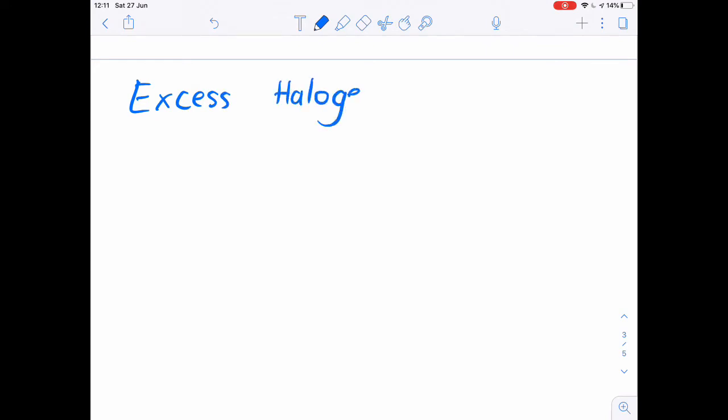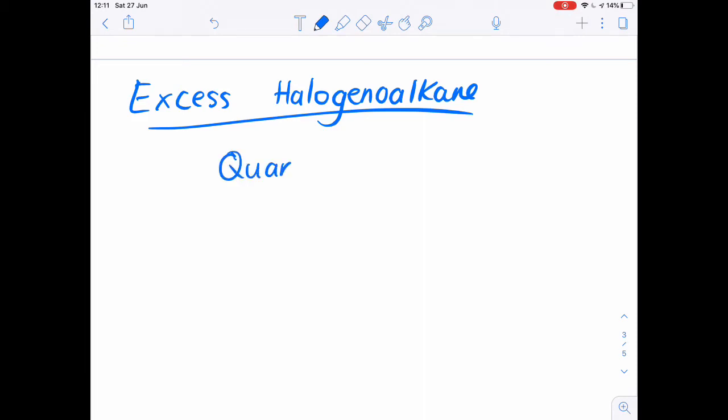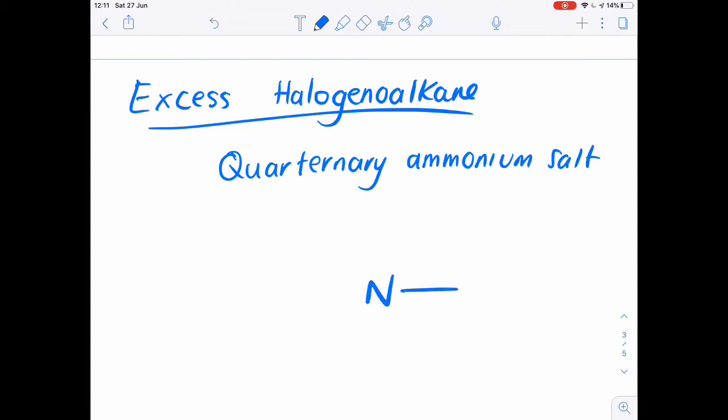What we have to know here is if you have excess halogenoalkane, you're going to make what we call the quaternary ammonium salt. And the quaternary ammonium salt is when you have an N, and instead of having 3 bonds like N normally does, it's going to have 4 bonds, and these are going to be all R groups. They're probably going to be different things. They might be the same, but they're not necessarily going to be the same, and a positive charge. And then there'll be a negative ion that will have come from the halogenoalkane.